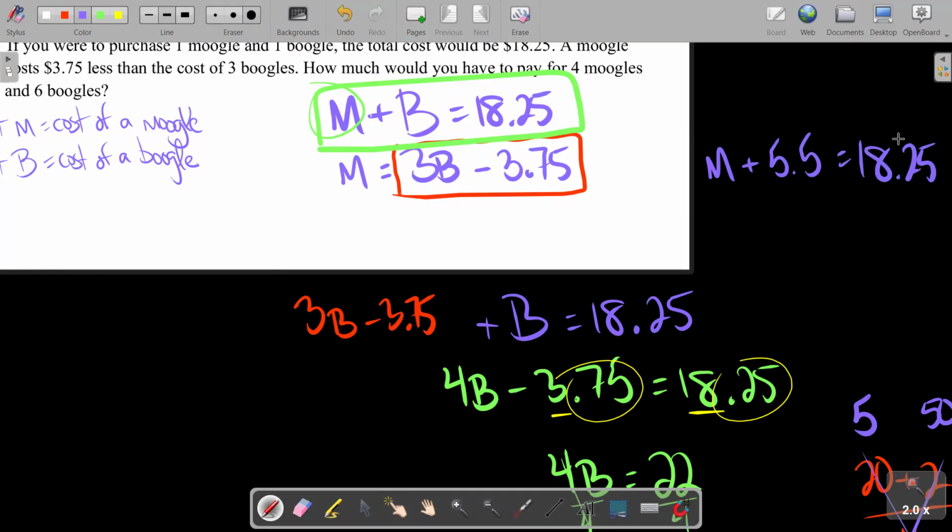And again, I assure you, we don't need a calculator. If you had $18.25 and you took away $5.50, how much do you have left? Is it 12? You have $12.75 left.